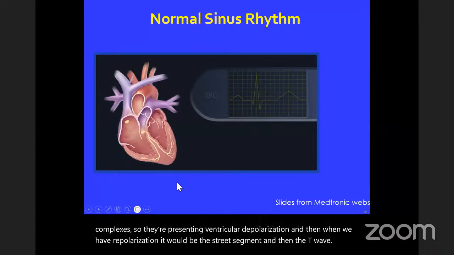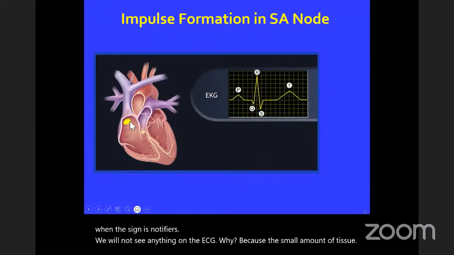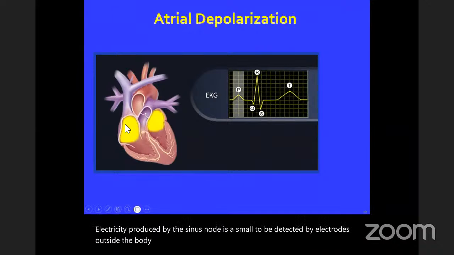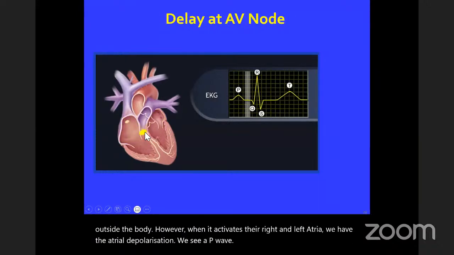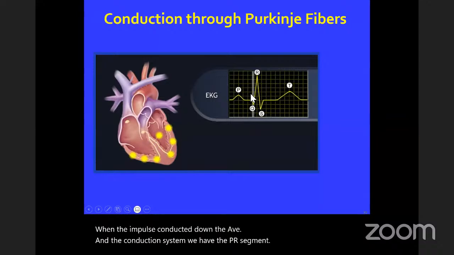So basically, when the sinus node fires, we will not see anything in the ECG. Why? Because it's a small amount of tissue. Electricity produced by the sinus node is too small to be detected by electrodes outside the body. However, when it activates the right and left atria, we have atrial depolarization, and we see a P wave. When the impulse is conducted down the AV node and the conduction system, we have the PR segment, with the Purkinje fibers corresponding to the Q in the QRS complex.